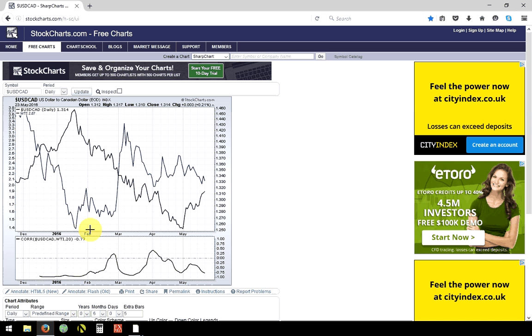Now I haven't found a correlation coefficient indicator for an MT4 platform. Has anybody come across one? This particular site, you can only do it on a daily. It would be very interesting to see it on an intraday chart.